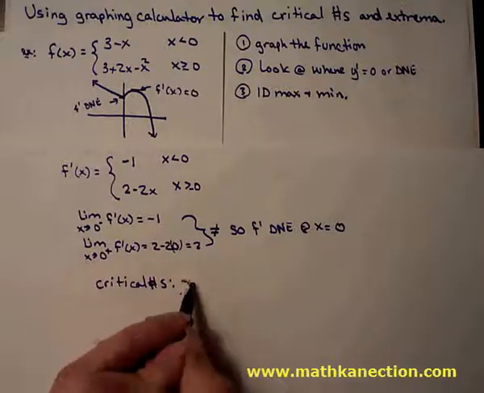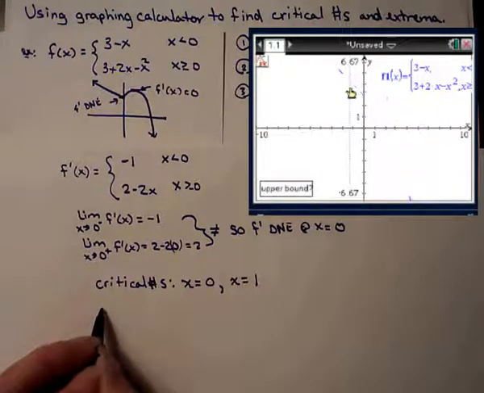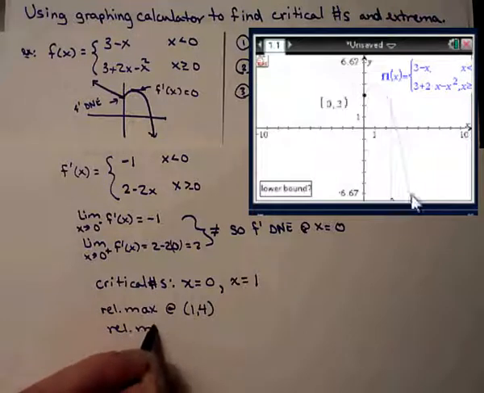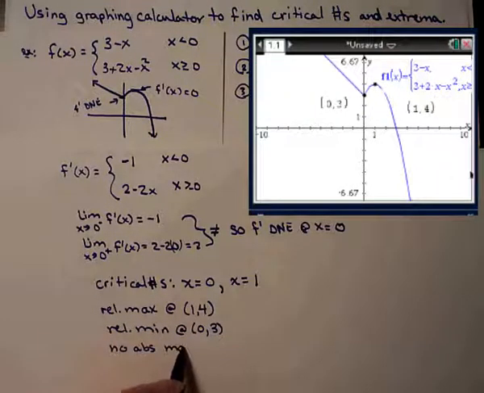So the critical numbers occur at x is equal to 0 and x is equal to 1. And then we find we have a relative maximum at 1, 4 and the relative minimum at 0, 3. There's no absolute maximum and no absolute minimum.